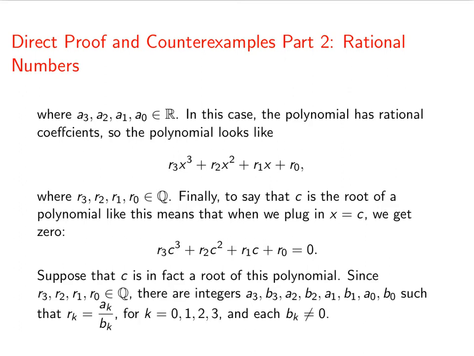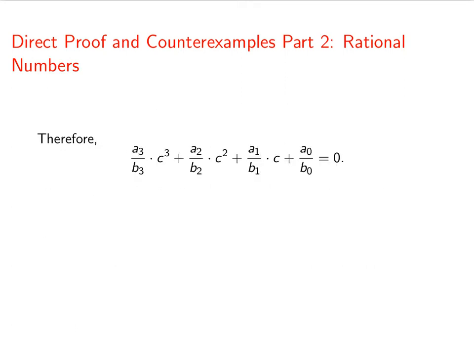Now we know that r3, r2, r1, and r0 are rational numbers, so that means we can find integers and make fractions to replace each one of these rational numbers. So r sub k is equal to a sub k over b sub k. So k can be anything from 0 to 3, and it's important to note that each b sub k is non-zero. So now our polynomial with the c plugged in looks like this: a3 over b3 c cubed plus a2 over b2 c squared plus a1 over b1 c plus a naught over b naught.